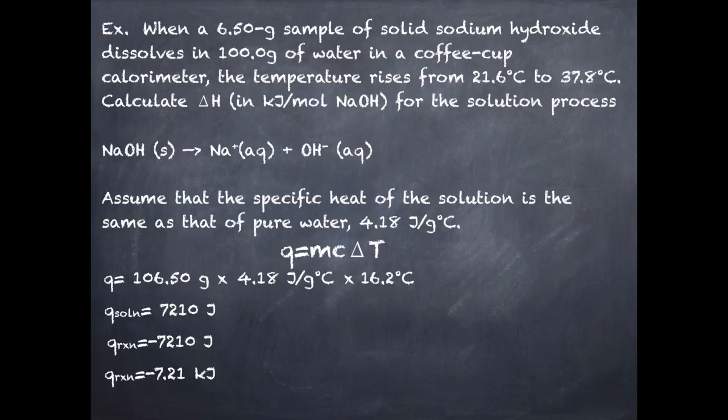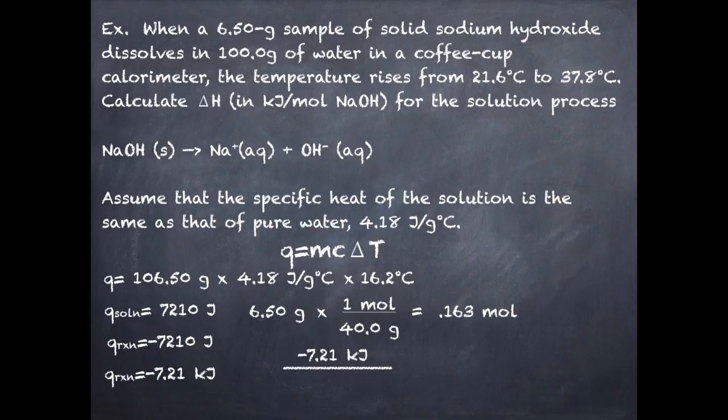And so what I'm going to do is convert that 6.50 grams into moles. So I'm going to divide by its molar mass, which is 40.0 grams per mole, and that gives me 0.163 moles. So I can take negative 7.21 kilojoules and divide that by 0.163 moles, and that will give me kilojoules per mole. And so my final answer is negative 44.2 kilojoules per mole.